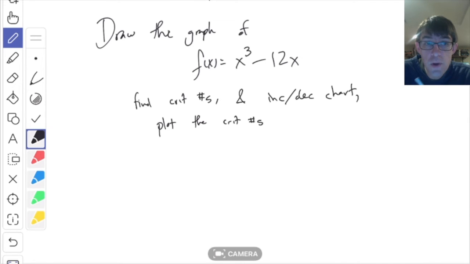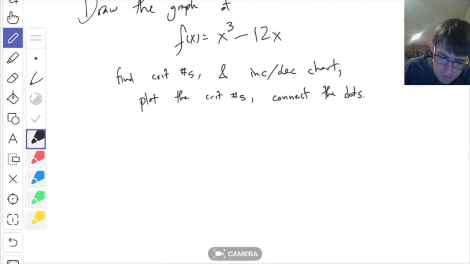Your goal is to draw the graph of this function. So actually plot them with their x and y values. And then I will say connect the dots. And you'll see what I mean by that in a moment. All right. Let's see if we can do it.